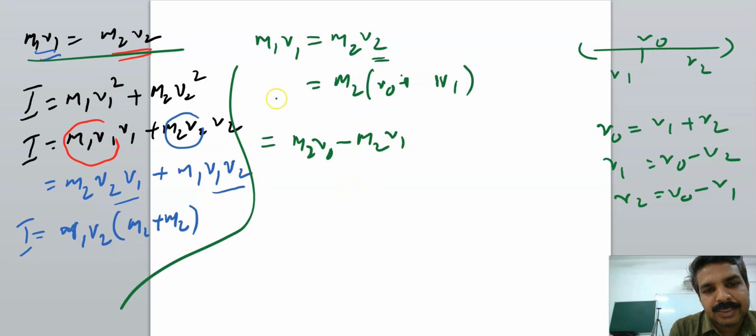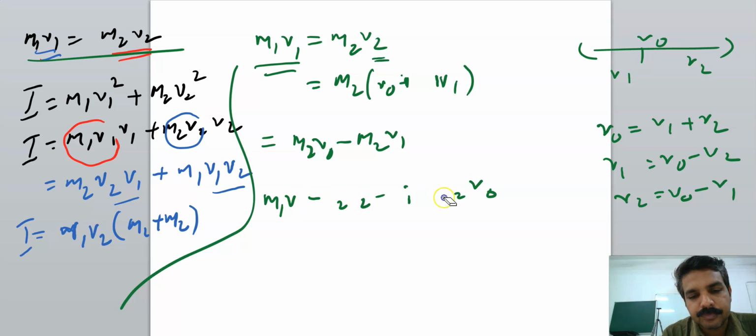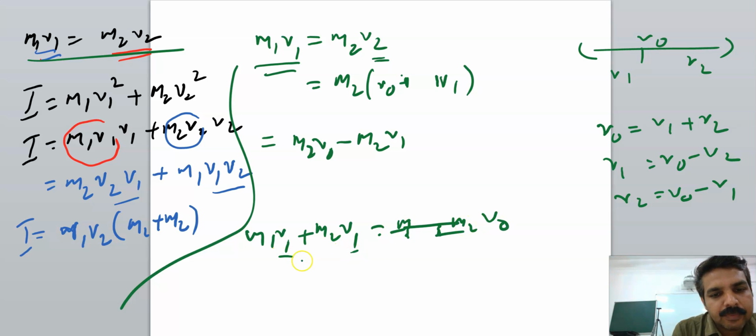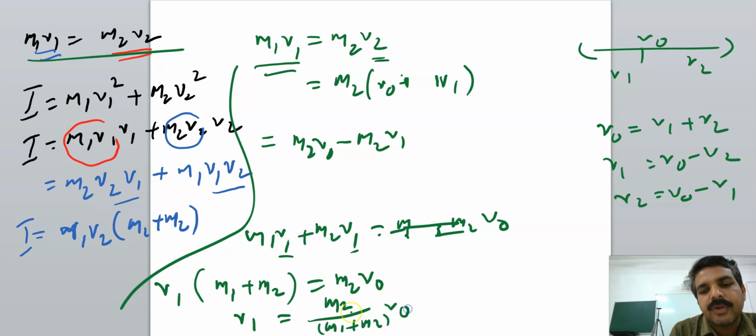Taking m2 r1 to this side, with m1 r1 here, we can write m1 r1 plus m2 r1 is equal to m2 into r0. And here r1 is common. Therefore, we can write r1 into m1 plus m2 is equal to m2 into r0. Therefore, r1 is equal to m2 divided by m1 plus m2, into r0.